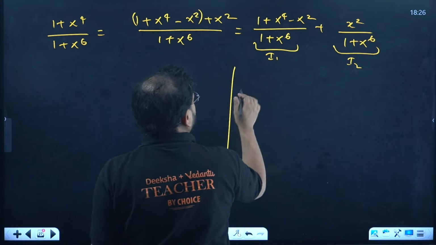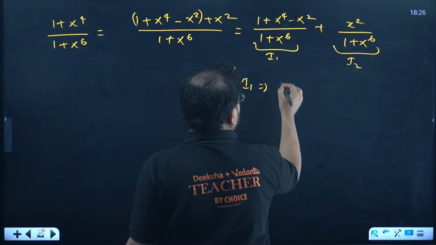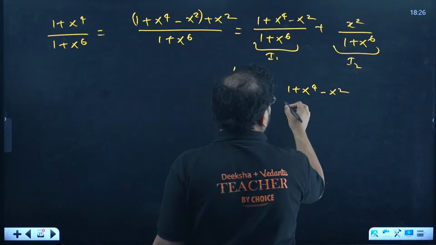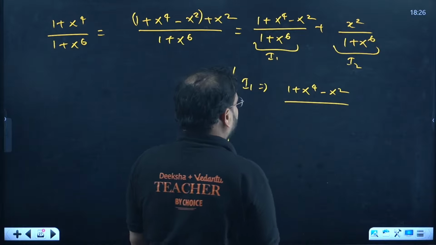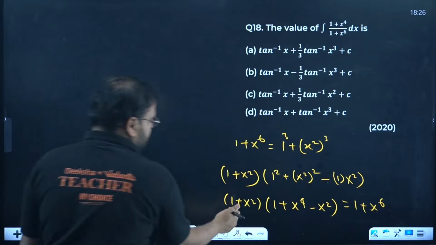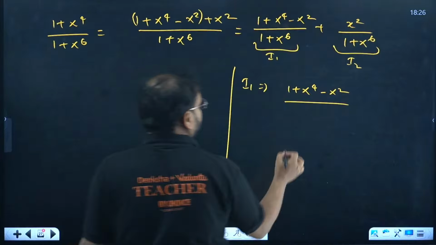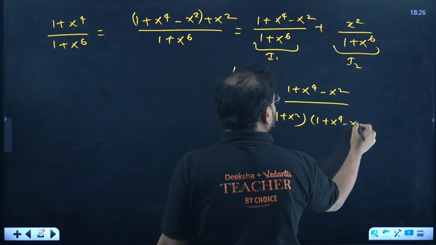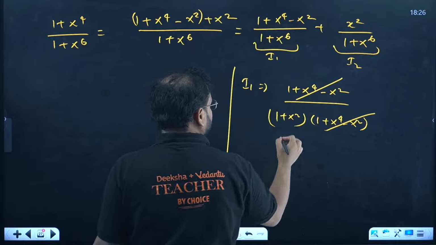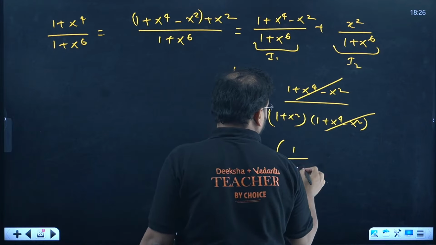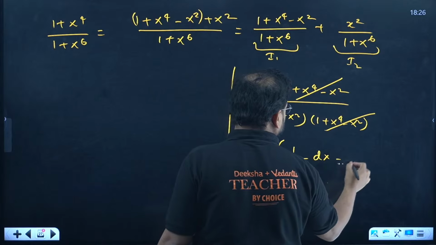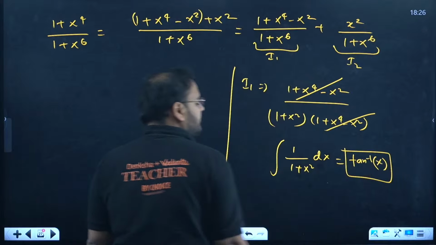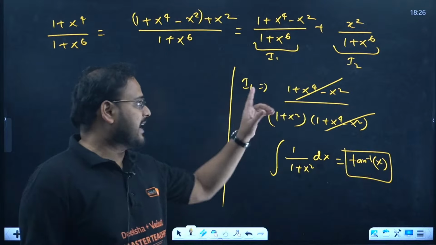Let's solve I1 first. I can write this as 1 plus x power 4 minus x square, and over here we have 1 plus x power 6. This we're going to use over here: 1 plus x square into 1 plus x power 4 minus x square. Check, this is cancelled. So we have the integration actually left as 1 upon 1 plus x square dx. And this is a simple one, tan inverse of x. I1 is tan inverse of x.